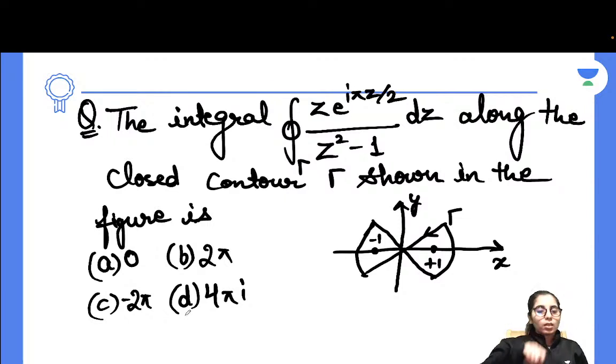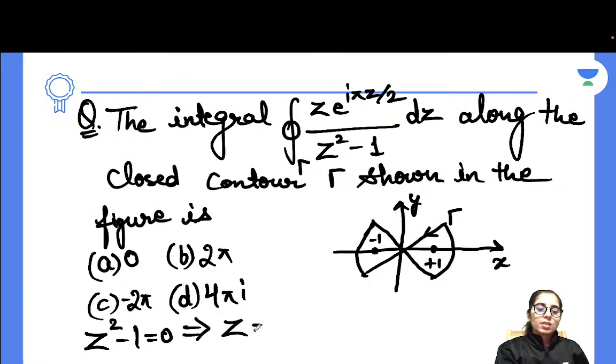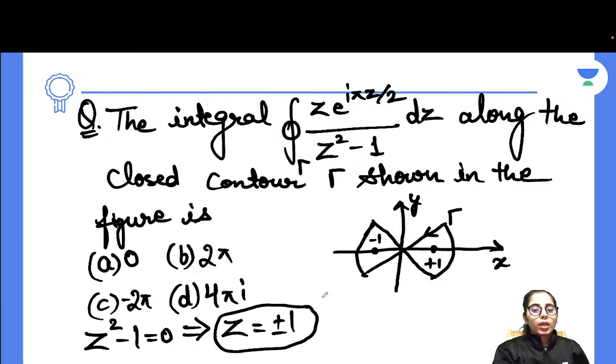Okay, I'll be starting it. So they have given you the function, that is the integration over the closed contour gamma of z e to the power iota pi z divided by 2 upon z square minus 1 dz along the closed contour gamma shown in the figure. So in this case, if I talk about how to find the poles, you know that you just have to equate the denominator with 0, and when you equate the denominator with 0, you get z is equal to plus minus 1, and both the poles are lying within the contour. Okay, this was the starting step you have to take.